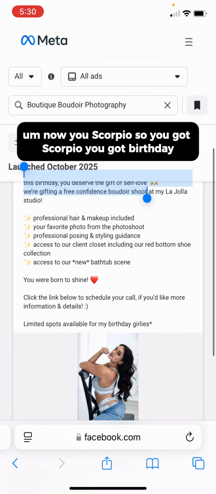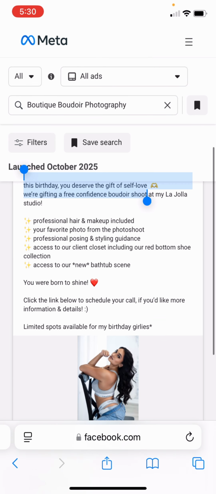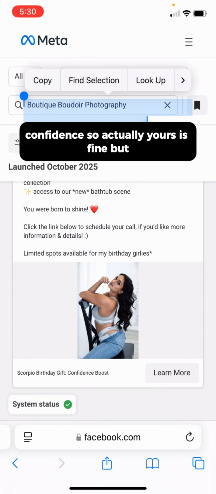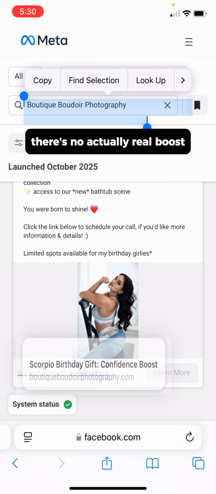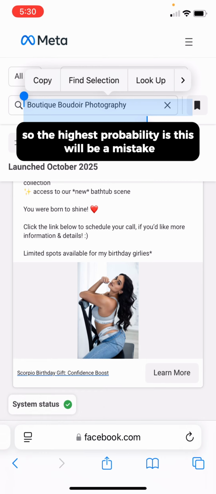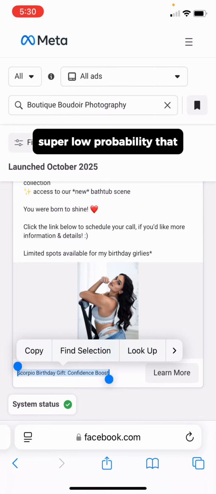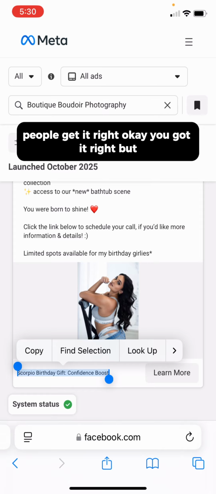Now Scorpio, so you got Scorpio, you got birthday, you got gift, you got confidence. So actually yours is fine, but there's no actually real boost. So the highest probability is this will be a mistake. So we'll screw up something. Super low probability that people get it right. Okay, you got it right.